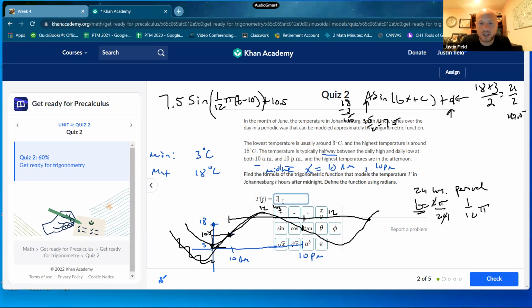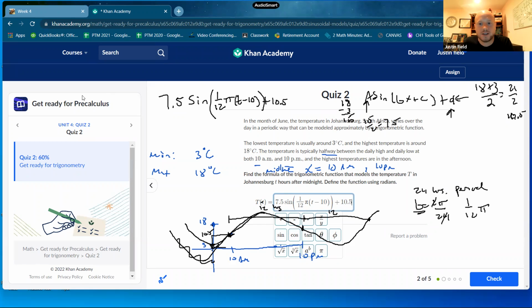So we're going to say the amplitude is 7.5 sine of 1/12 pi, and then it's going to be t minus 10. Put that in parentheses, and then plus 10.5.